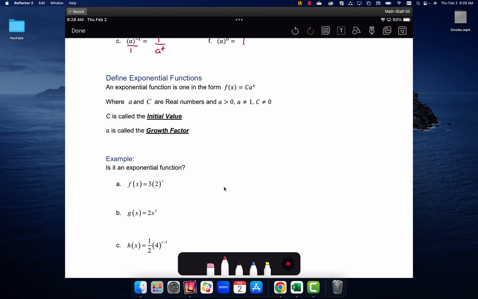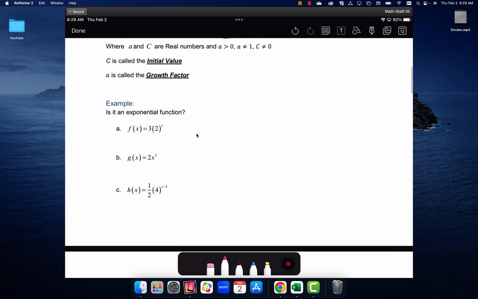The definition of exponential functions. It's going to look like this, where you have f of x equals a constant times a to the x power. Notice where the variable x is. It's in the exponent. That's what's making this an exponential equation or exponential function. C and a are just real numbers. A has the condition that it has to be positive, and a cannot be 1. C is not 0. C is what we'll call the initial value. A we'll refer to as the growth factor.